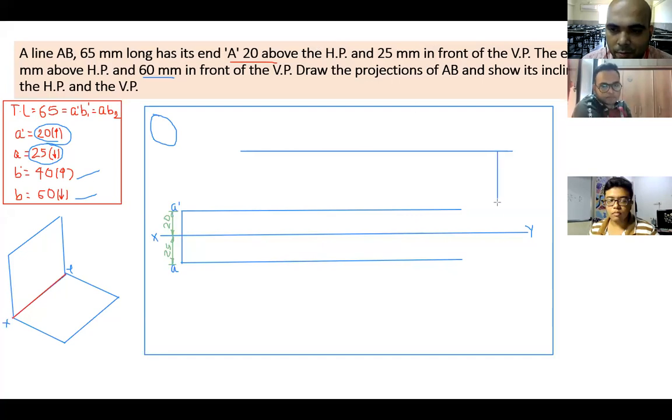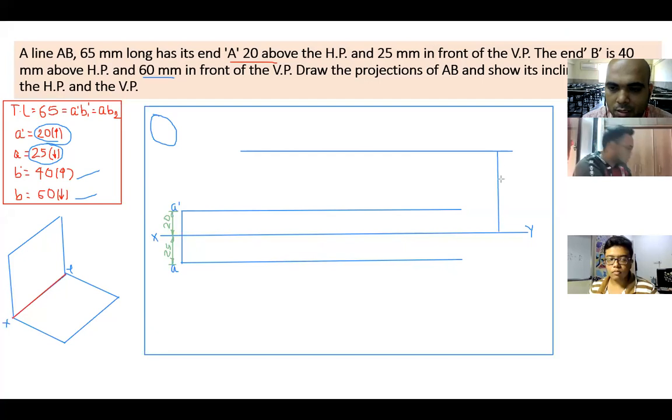ये वाला. This distance is 40 mm. You don't put the dimension right now, because the dimension you will be putting at the last. अभी मत dimension डालो, ये आपके reference के लिए.